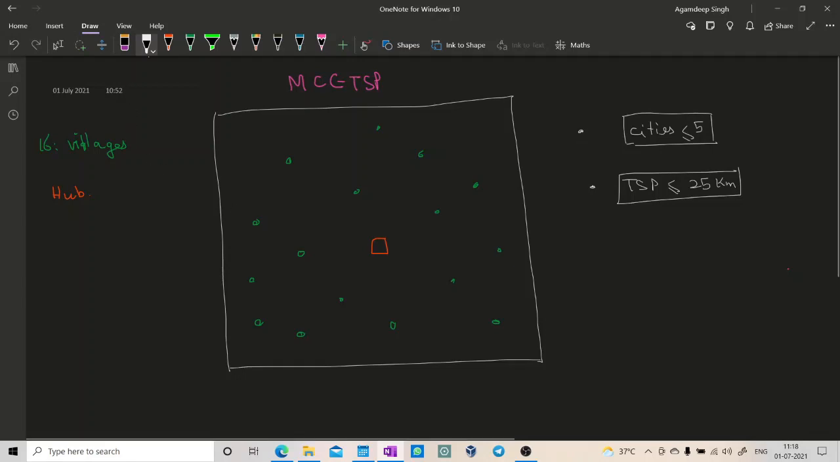So how we start is, first we check if cities are less than 5 and the TSP distance is less than 25 on the whole space. Certainly cities are 16, so this is not satisfied. So I'll divide the solution space up into two parts. What I'll do is start drawing lines. I drew this line and I see the number of points on each side: 1 2 3 4 5 6 7 8 9, and 1 2 3 4 5 6 7.